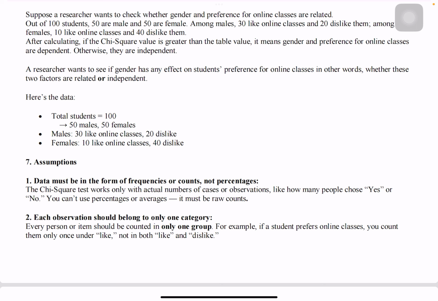Assumptions: data must be in the form of frequencies or counts, not percentages. The chi-square test works only with actual numbers of cases or observations, like how many people choose yes or no. You can't use percentages or averages, it must be raw counts.